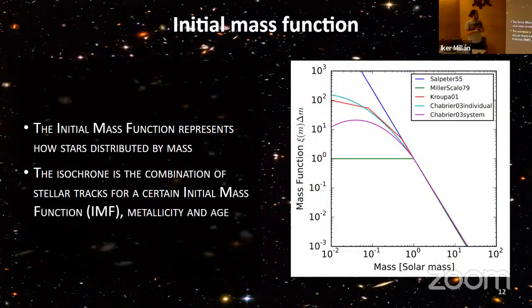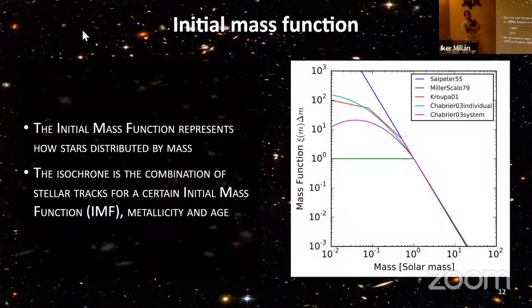So the thing is how they are distributed. How many stars are there? When you get your isochrons, which isochrons do you use? I'm going to speak about it later. Yeah, in a moment. But first, the initial mass function. We have to know how they are distributed by mass when they are born.